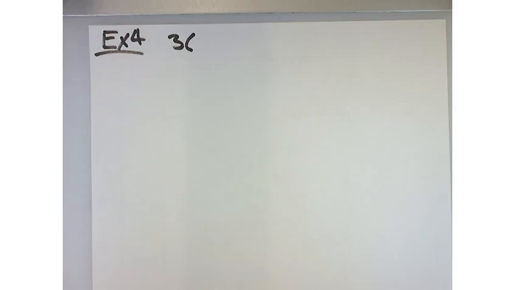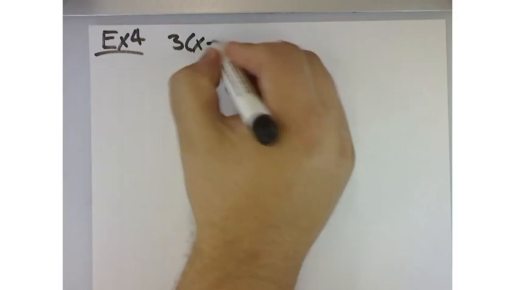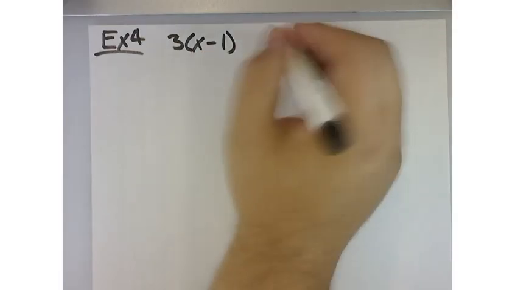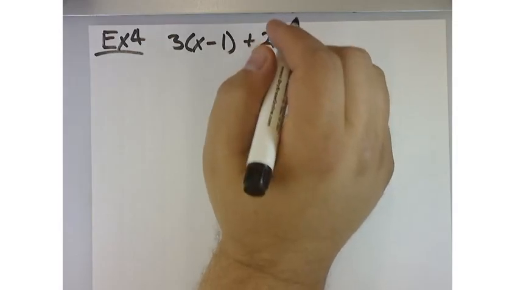Let's do example number 4. Again, we're going to solve, but this time we're going to do an inequality as opposed to an equation. Now, you want to be careful and know the difference between the two. An equation has one solution. Well, I got to take that back.